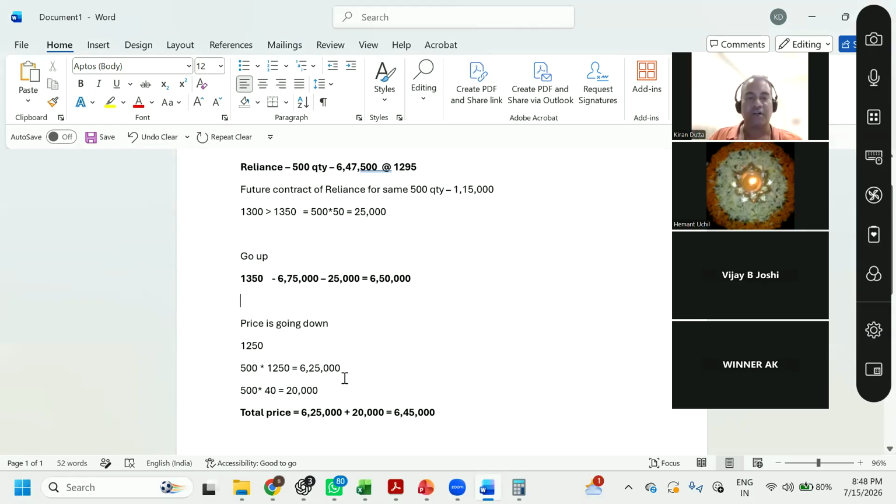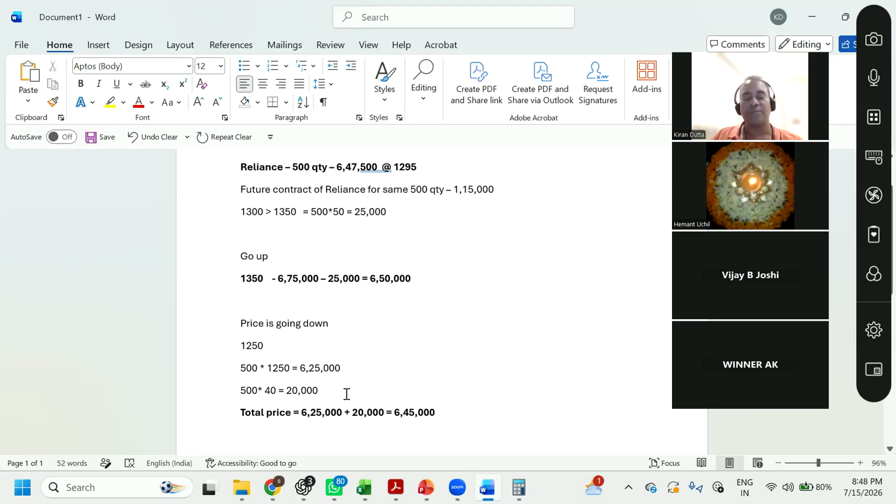I think I got his question. Sir, what did we purchase at 1295, right? The future we purchased at 1295, when the price has gone down, imagine now the price has come down to 1250. I have taken 40 as an example, but 1295 minus 1250 is 45 points loss. We have taken 40 points, and 500 times 40 is 20,000 as a loss. Got it, sir? Okay.